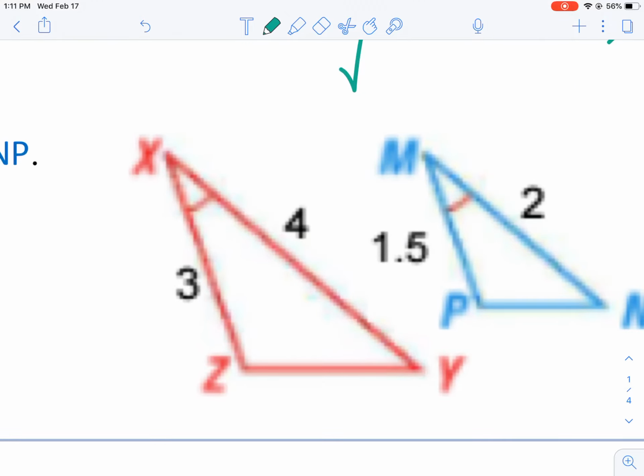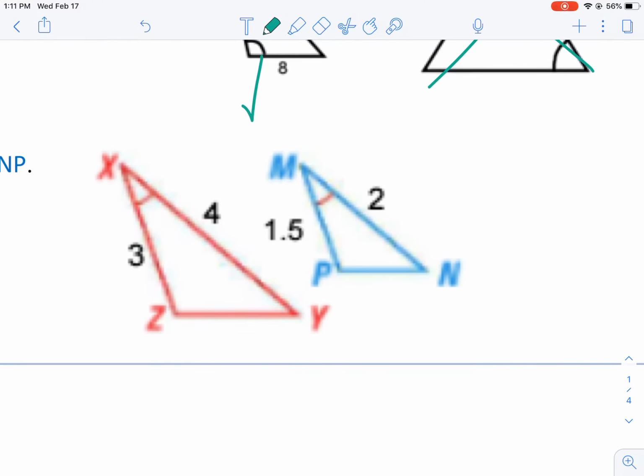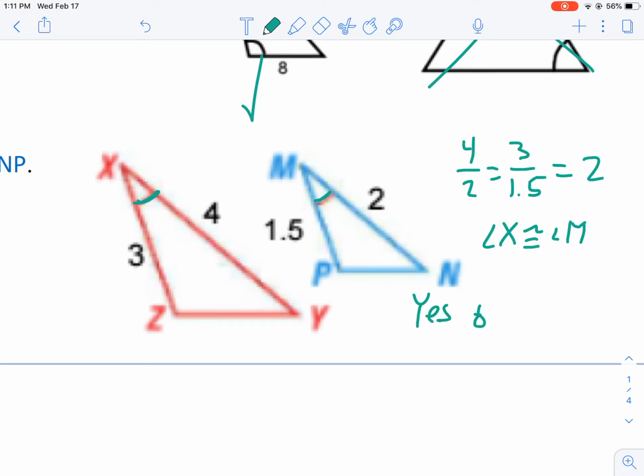So we can look at this example real quick. We've got 4 divided by 2. That's going to be the same as 3 divided by 1.5. Those are both 2. And then we have the included angle. That's the same. Angle X is congruent to angle M, so this would be yes by SAS. That's basically what you are trying to do here.